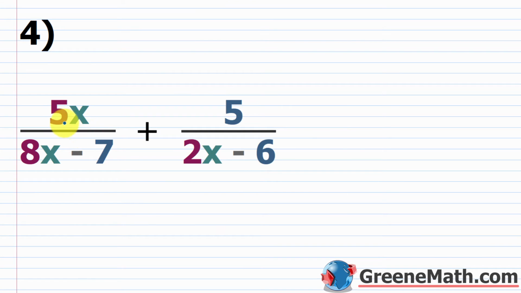All right, let's look at problem number 4. So we have 5x over 8x minus 7 plus we have 5 over 2x minus 6. So you do have a 5 that's in common. So again, you could pull that out now if you want. I think it's probably better just to wait a little while. We will pull it out.